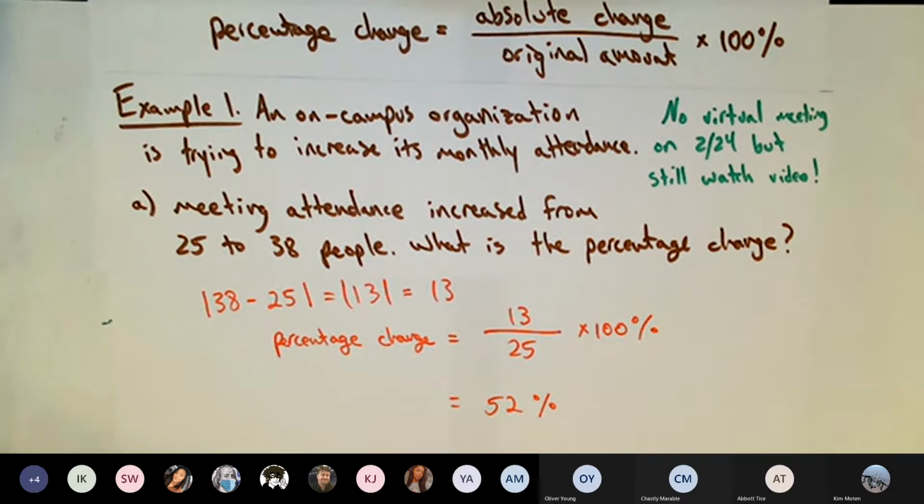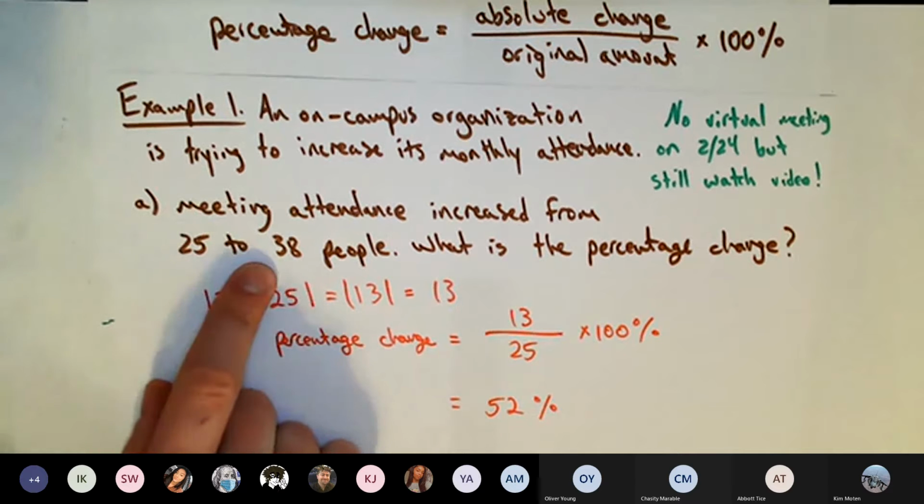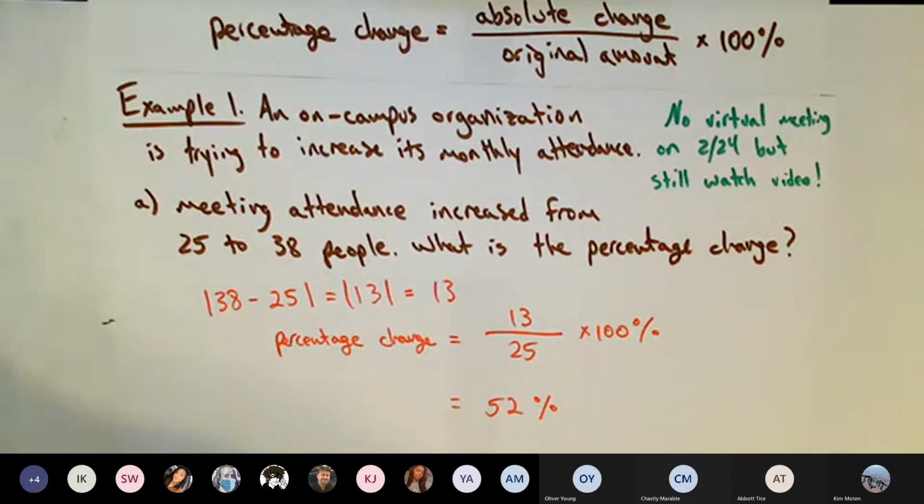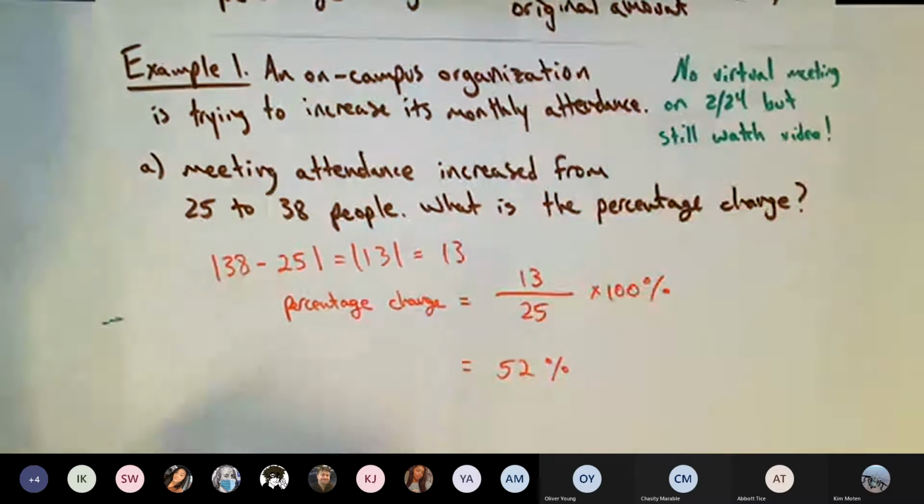What would the percentage increase be if it straight up doubled? Like, what if they went from 25 to 50 people? Then we would have a 100% increase. So you might want to note that if an amount doubles, then that is a 100% increase. That's not what we had here. This was just a 52% increase.